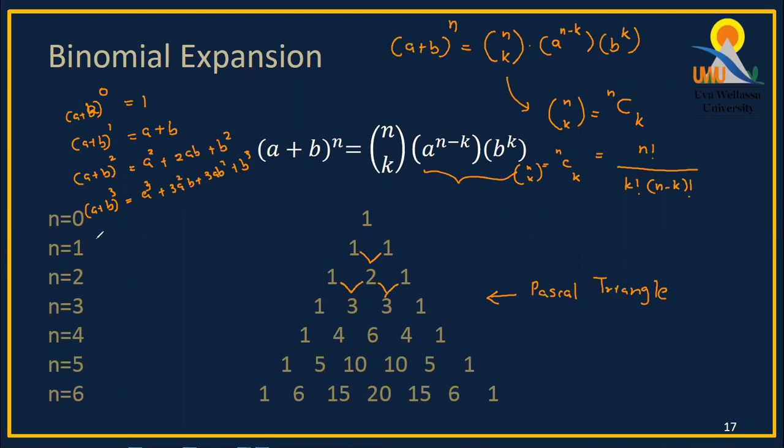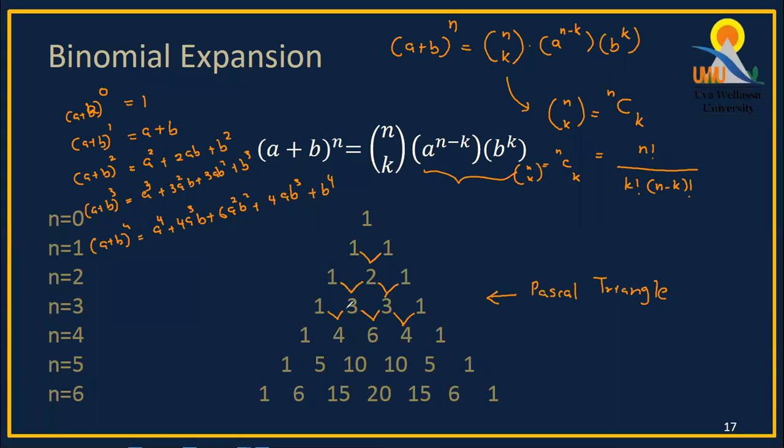If it is the power 4, (a + b) to the power 4, then you can write it as a to the power 4 plus 4a cubed b plus 6a squared b squared plus 4ab cubed plus b to the power 4. This is the expansion of (a + b) to the power 4. You can see the first coefficient is 1, the second coefficient is 4, and likewise 6, 4 and 1 are the remaining coefficients. Therefore, here you have obtained 1 plus 3 equals 4, then 3 plus 3 equals 6, 3 plus 1 equals 4.